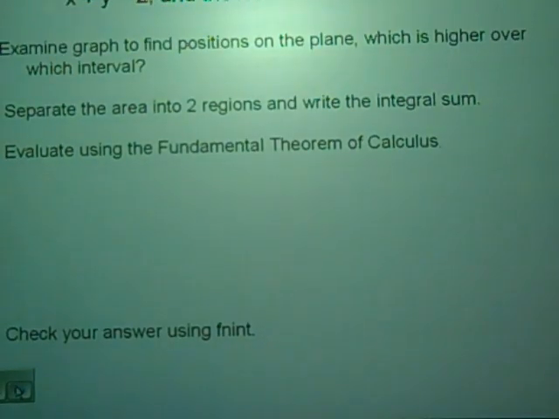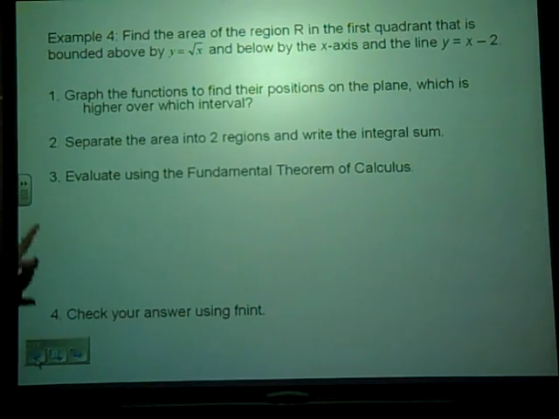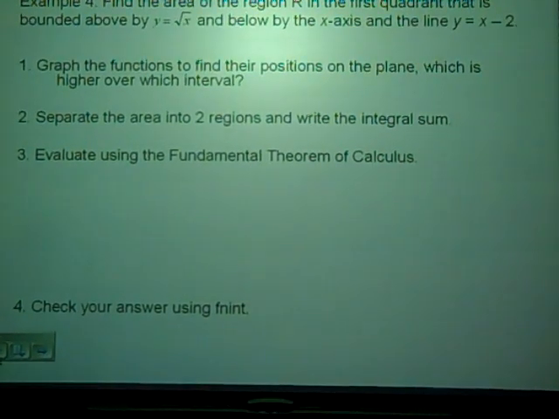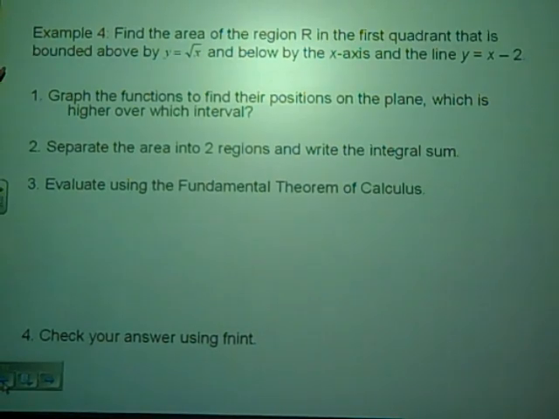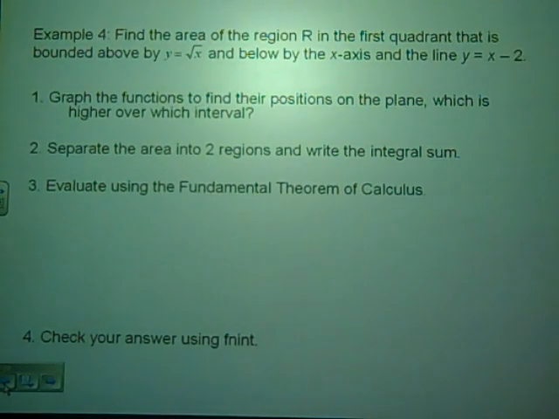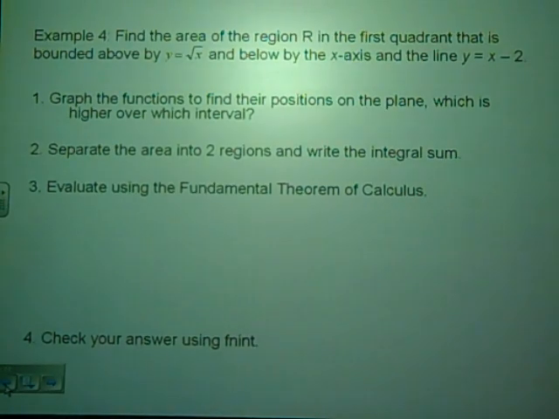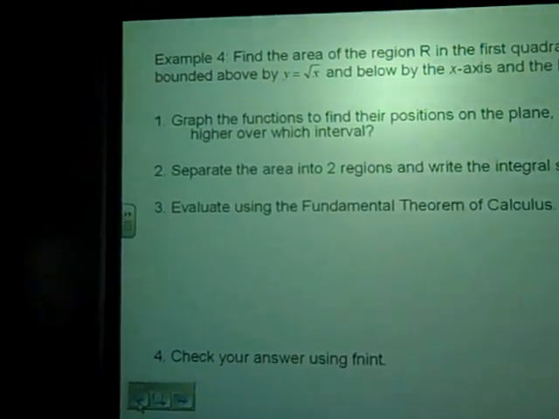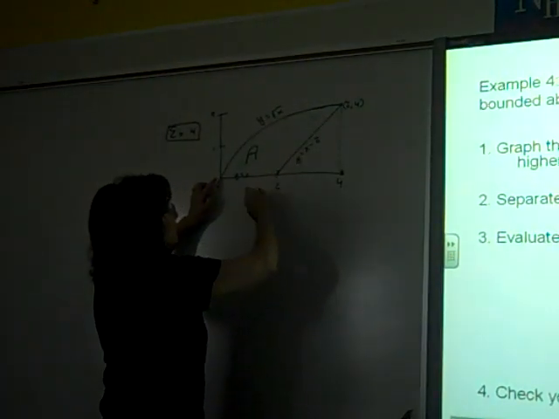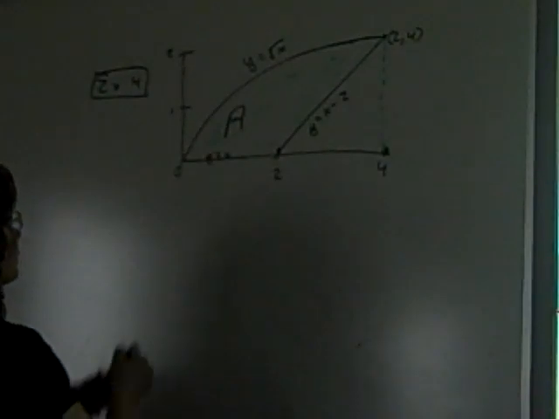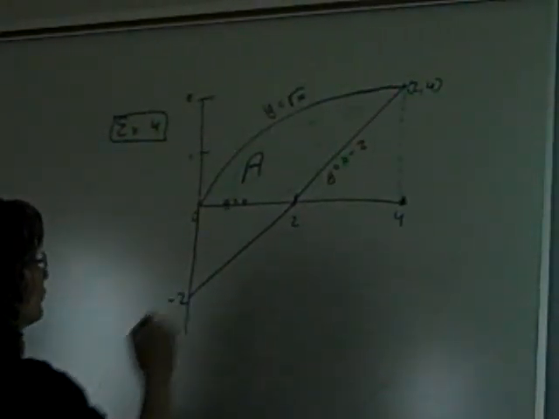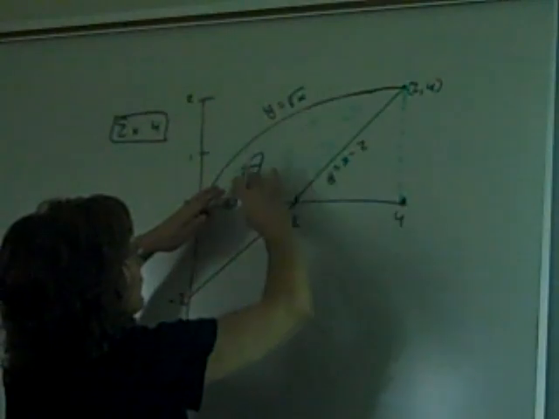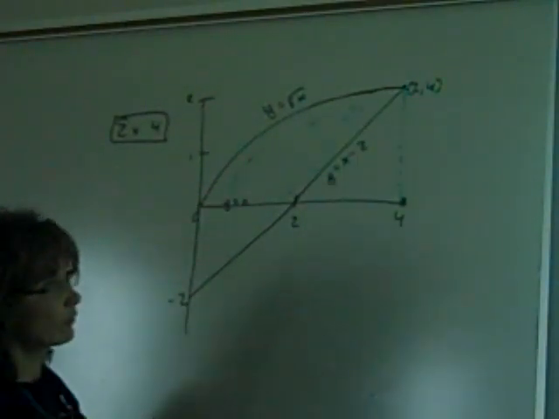Now let's look at something like this. Example 4 says to find the area of the region R in the first quadrant bounded above by y equals square root of x and below by the x-axis and the line y equals x minus 2. So that's going to look like this region. Notice we've got y equals square root of x. Here is x minus 2. But we can see that would come on down here to negative 2. And here's the x-axis. So we're only looking at this region right in here. That's what we want to find.